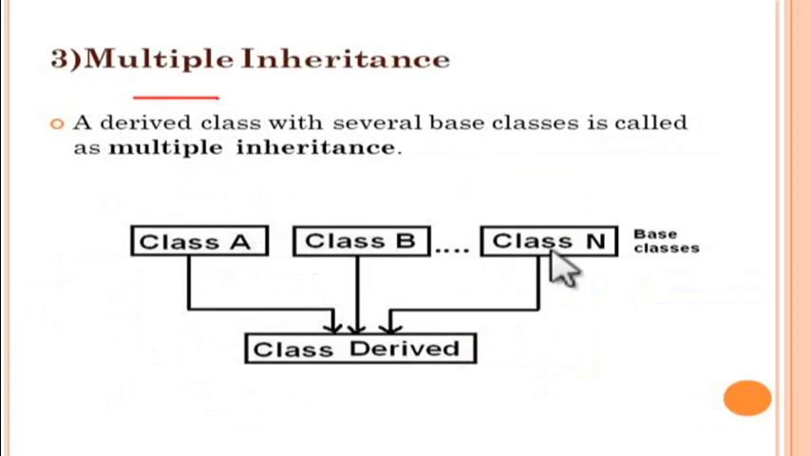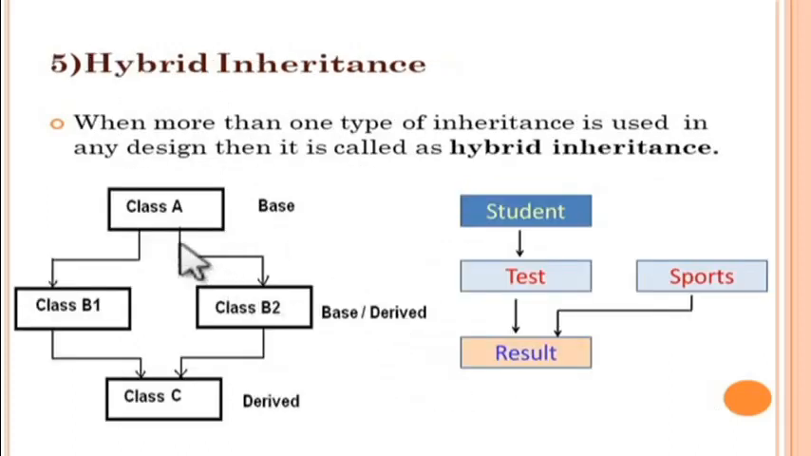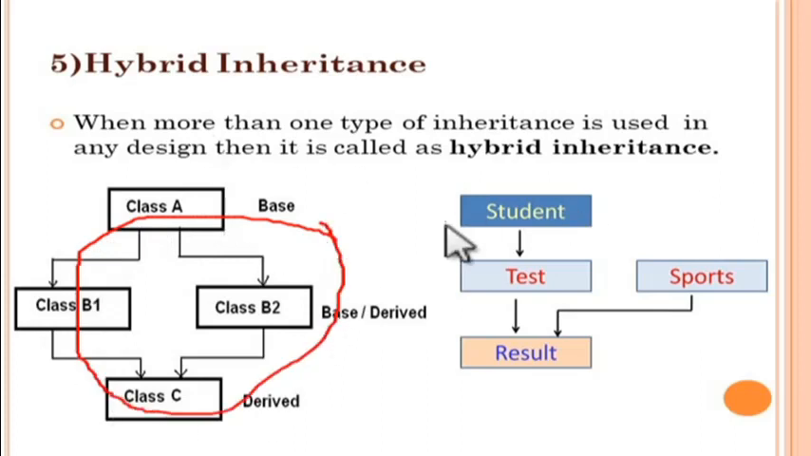In multiple inheritance, there are multiple base classes and a single derived class. So if you ignore class A, then there are multiple base classes, that is B1 and B2, and a single derived class, so it is considered multiple inheritance. If you consider all four classes, then it is hybrid inheritance, because two types of inheritance are included.